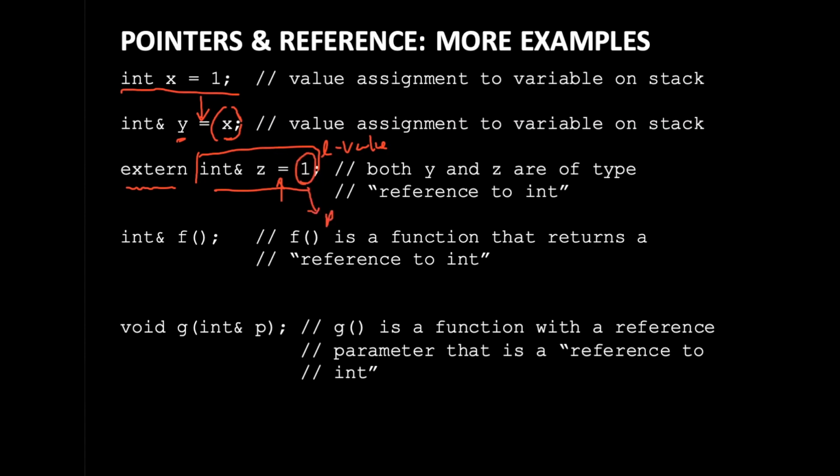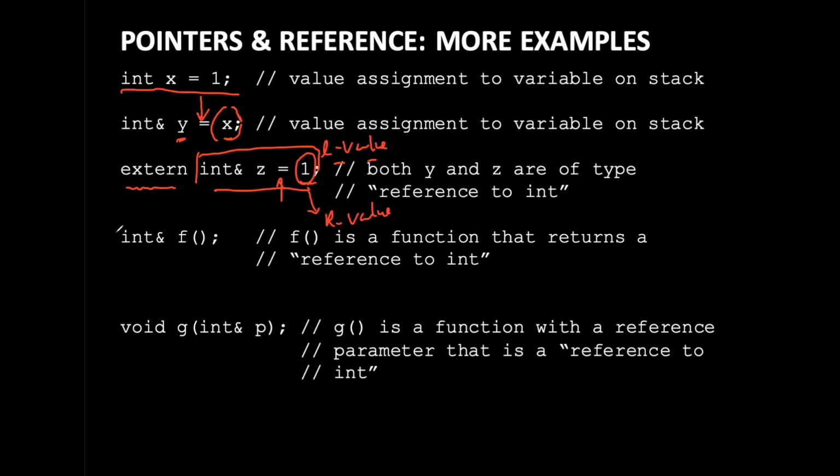In computer science, this is what we call an R value, which does not refer to a memory location that identifies an object. Another way of thinking about it is an R value simply refers to a data value that is stored at some address in memory. So this data value cannot be used to initialize your reference. You must use an L value to initialize your reference, Z.